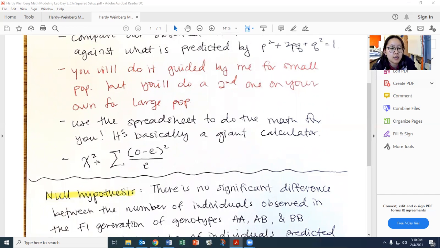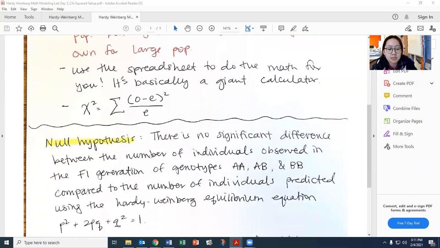And just as a reminder, the chi-squared formula is the sum of the observed minus the expected, squared, divided by the expected. And that's for however many groups you have. So if you're doing 5 groups, you have to do this 5 times, and you have to add them all together. And that would be your chi-squared value.